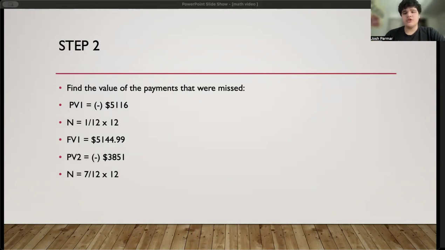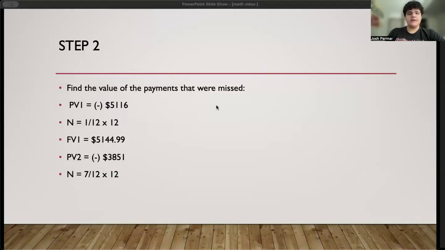So we're going to start with n here. n being 7 divided by 12, which equals another decimal number, but we're going to times that by 12, and that equals 7. So we're going to press n. Now n equals 7. The only other thing we're going to have to change here is our present value being 3,851. And of course, making sure that you make that a negative before you do anything. Don't want to mess with the calculator here.